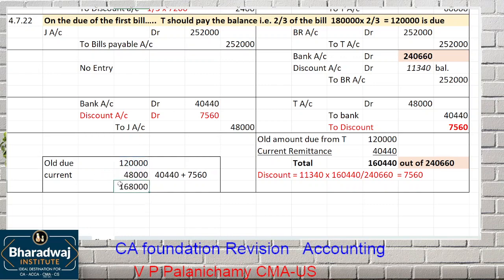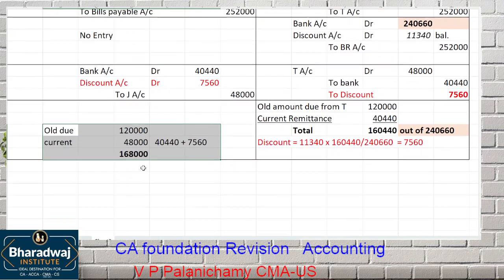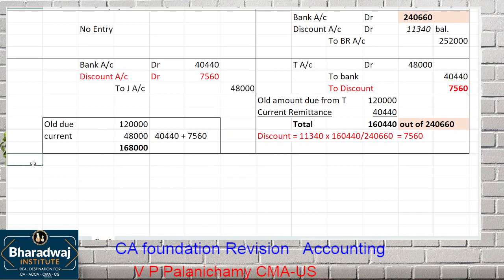Is the second bill honored or dishonored? Look at this. Before maturity of the second bill, T became bankrupt. He states he will pay only 50 paise in a rupee. So we have to cancel the second bill. Why cancel the second bill? It's not paid. So T account debtor to bank account. Second bill எவ்வளவு cancel பண்ணும்? 2,52,000 you have to cancel.